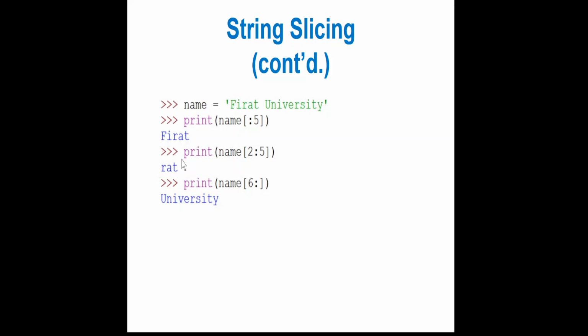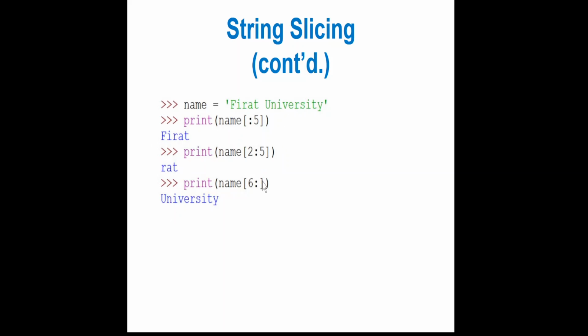Okay. You can try to display another one. Let's say we take a different slice from 2 to 5. We already know 5 means until here exclusively, until t. So from 2, so 0, 1, 2, it will be rat. This is just a display of some slicing procedure.